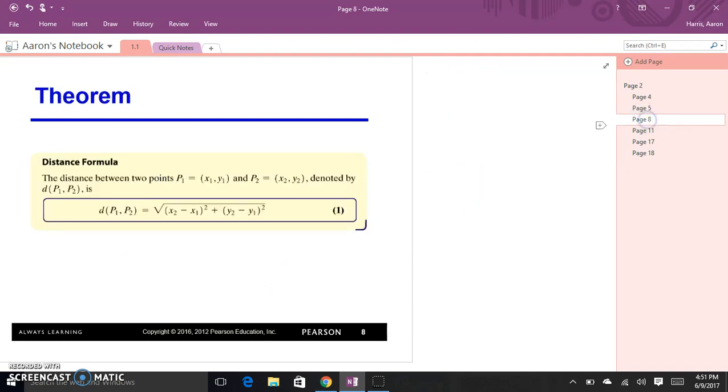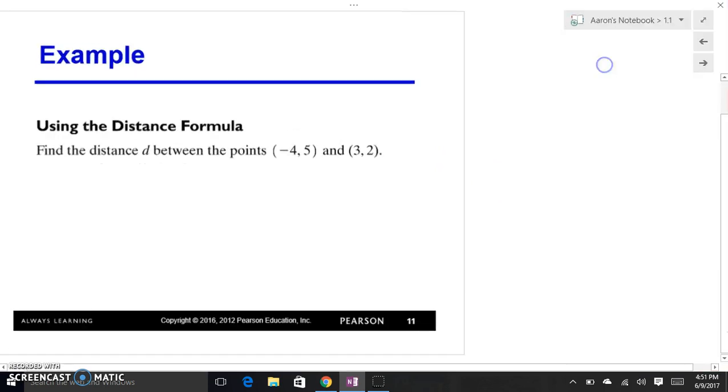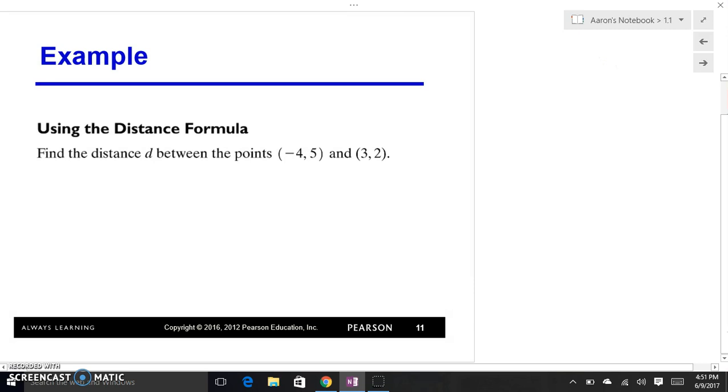Okay. Well, that brings us to the distance formula. You can pause this and write that down if you need to. We're going to do an example with that right here. Let's say you're trying to find the distance between the points -4, 5. So you've got this point -4, 5 right here.